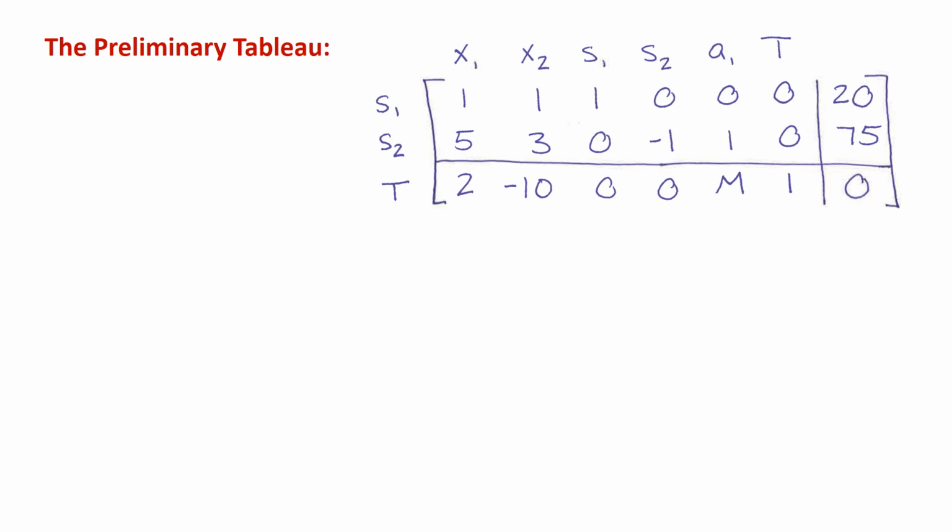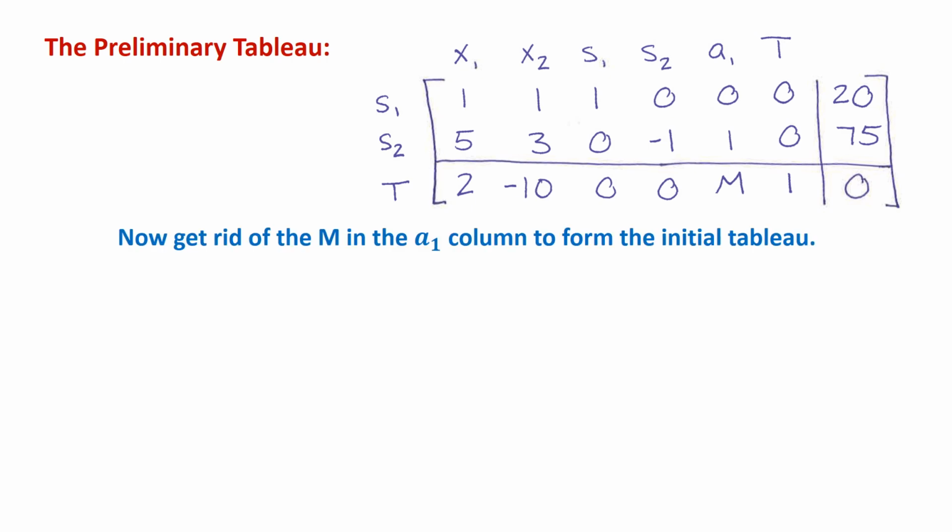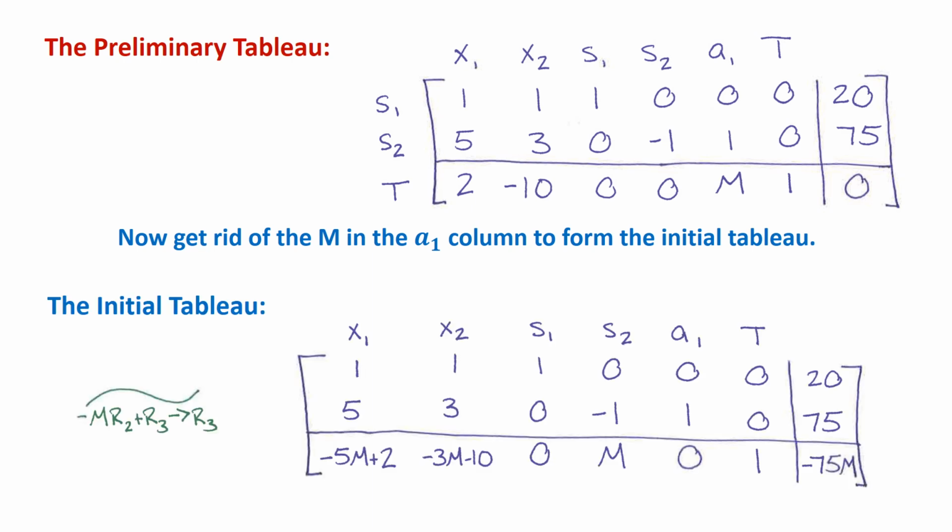Right now, s1, s2, and t are the basic variables, but the problem is that s1 equals 20 and s2 equals negative 75. But remember, s2 has to be non-negative, so that's why we introduce the artificial variables. So to solve this, we first have to get rid of the m in the a1 column to form the initial tableau. So we're going to multiply row 2 by negative m and add it to row 3.